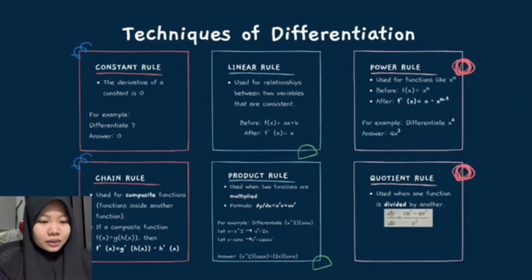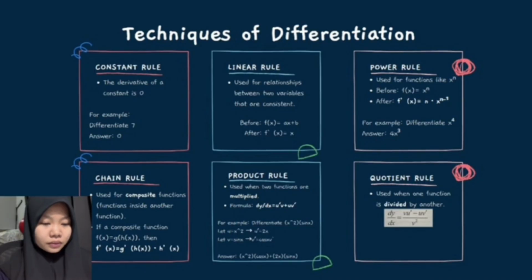The first rule is the constant rule. When you differentiate a constant like 7, the answer is always 0. The second one is the linear rule. The linear rule is used when two variables have a consistent relationship. For example, if f(x) equals ax plus b, then the derivative is simply the constant a.